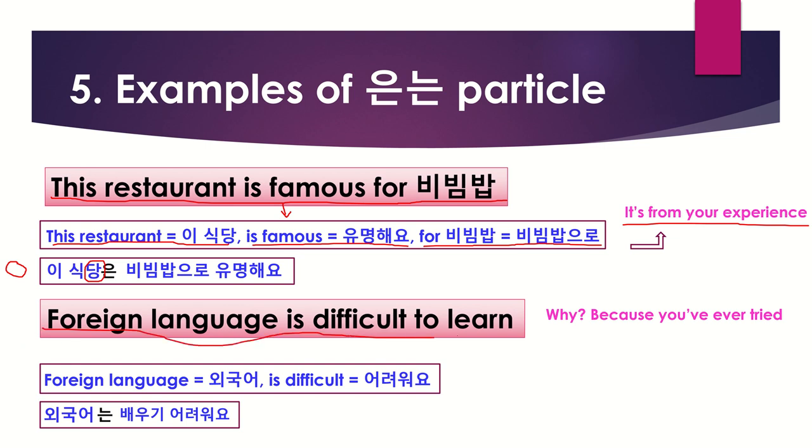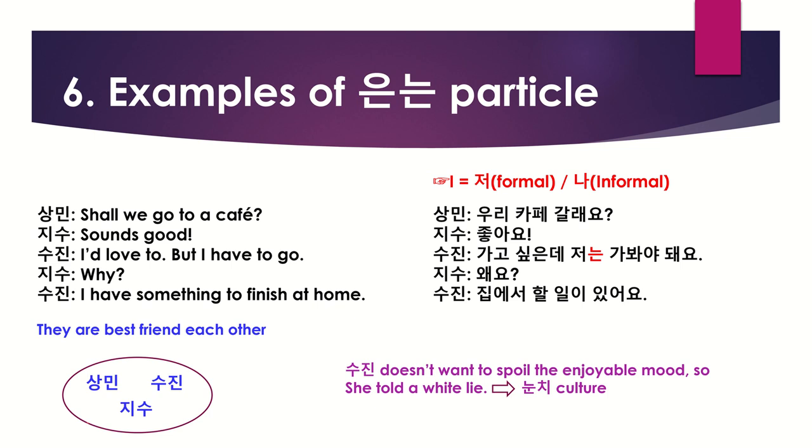Foreign language is difficult to learn. Why? Because you've tried it, like you guys, okay? You are now learning the Korean language, but is it easy? No, okay? So, break down. Foreign language is 외국어. 외국어 is difficult, 어려워요. 외국어, 어, ends with the vowel 어. So, particle 는. 외국어는 배우기 어려워요. Okay.